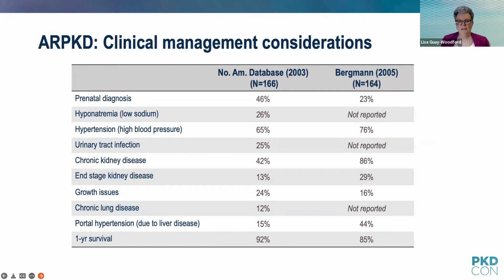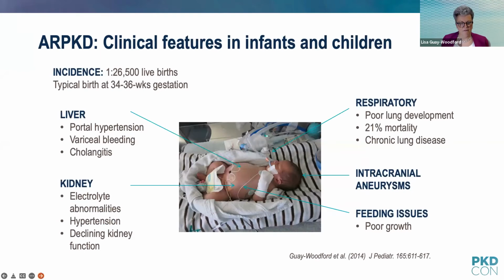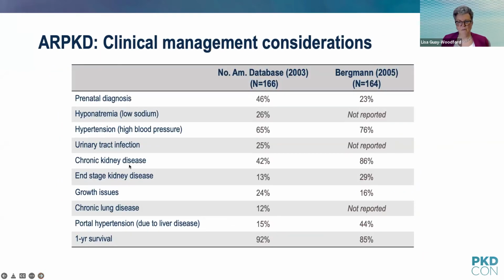When we think about clinical management, we have to manage the low sodium and manage the high blood pressure. These cherubs are at increased risk, for reasons we don't understand, to develop urinary tract infection. A fair portion of them develop chronic kidney disease in childhood, and a subset even go on to end-stage kidney disease in childhood. Growth is an issue. Portal hypertension, as we talked about.